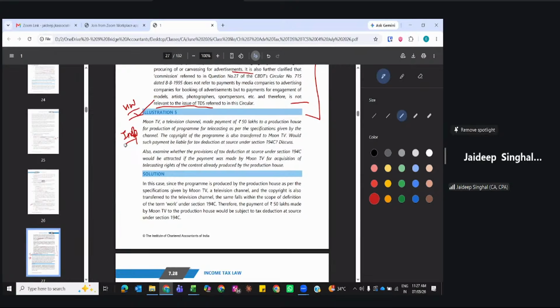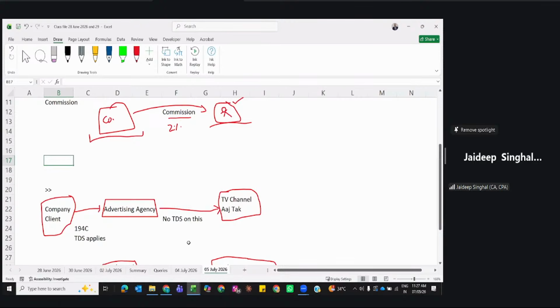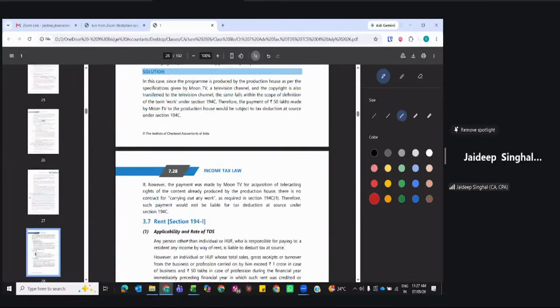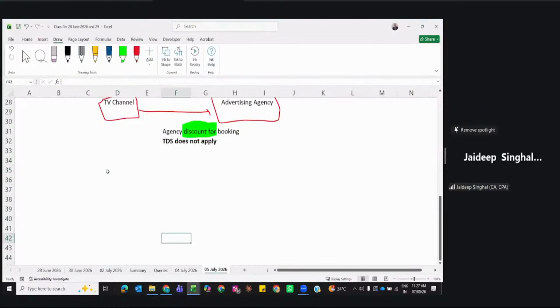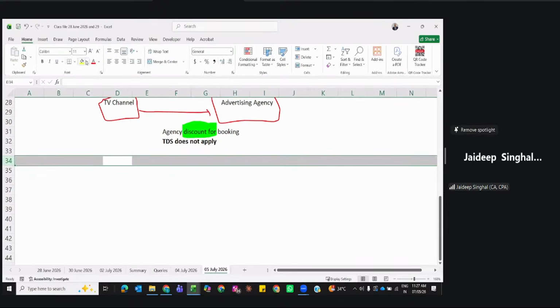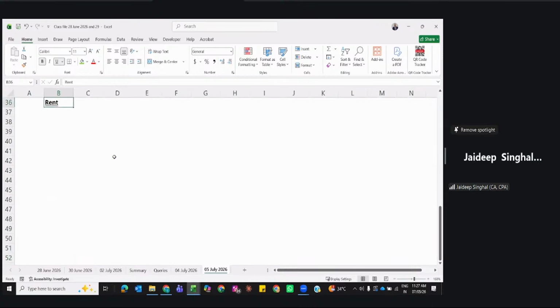When the advertising agency is paying rent, there is no TDS here. Now there are two sections for rent: one is 194I, one is 194IB. It is again very simple. These are transaction specifics. This is 194I.